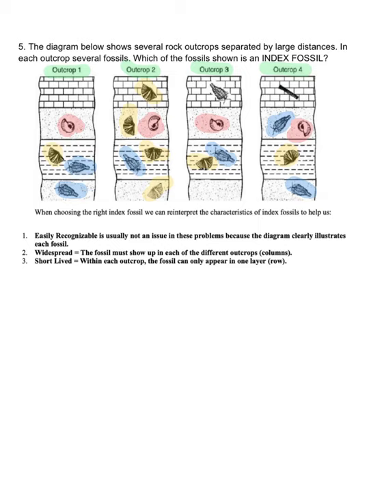Now, some of you might be looking at this and thinking, well, what about these 2 fossils right here that I have highlighted in green? Because they meet the requirement of only being found in one layer, but they don't meet the requirement of being found in each of the outcroppings. This one exists only in outcrop 3, and this one only in outcrop number 4.